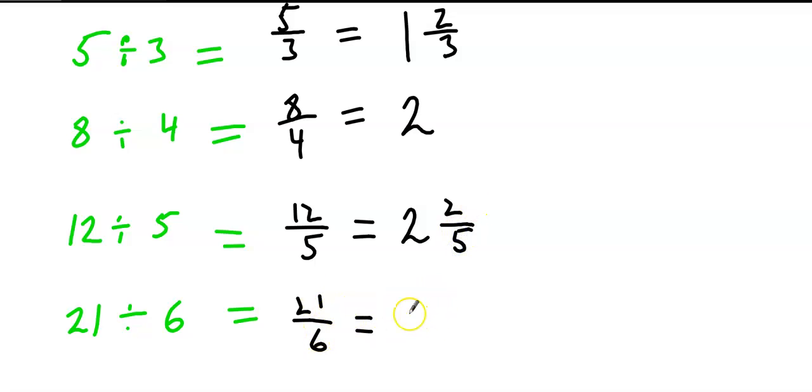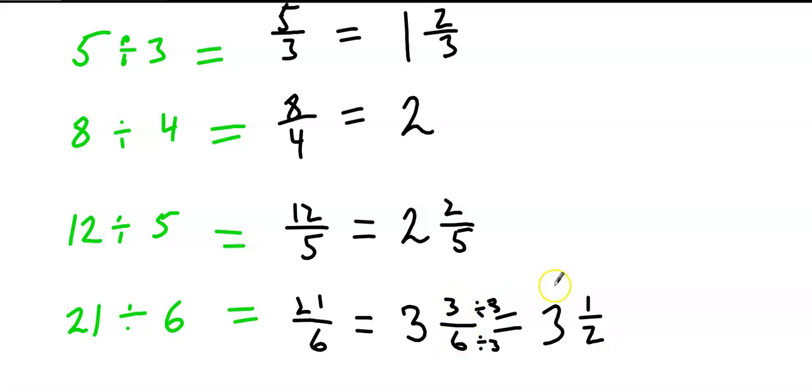6 goes into 21 3 times. 3 times 6 is 18. We are 3 away from 21. Your denominator always stays the same. This was 3, it stayed as 3. This was 5, it stays as 5. This one is 6, it stays as 6. Now 3 over 6 can be simplified even further. Each one of these is divisible by 3, so if you divide this one by 3 and this one by 3, 3 divided by 3 is 1, and 6 divided by 3 is 2. 3 out of 6 is half, so that makes sense. The final answer is 3 1/2.